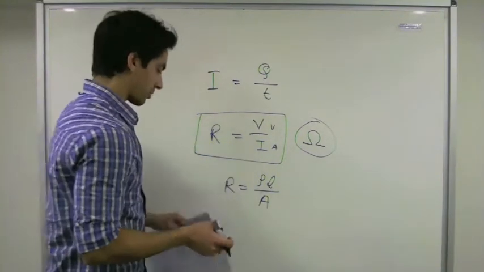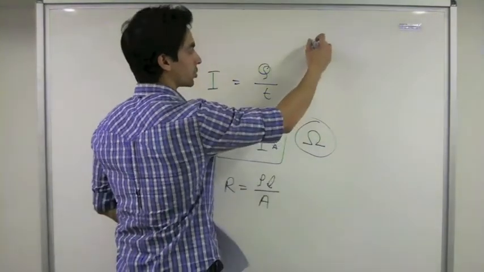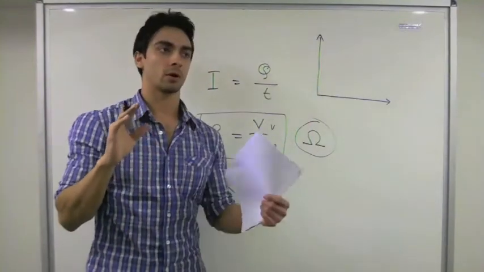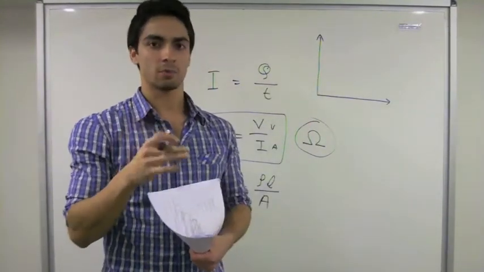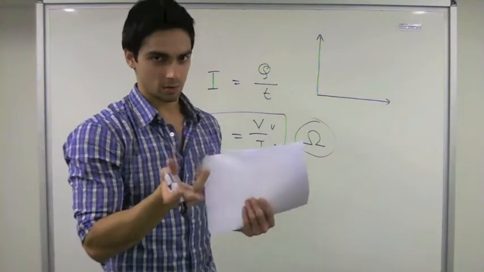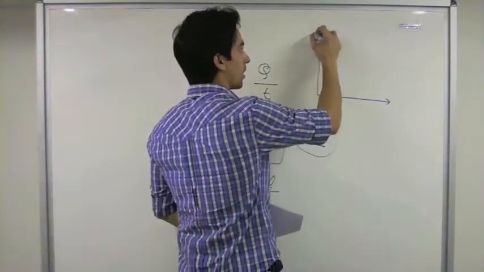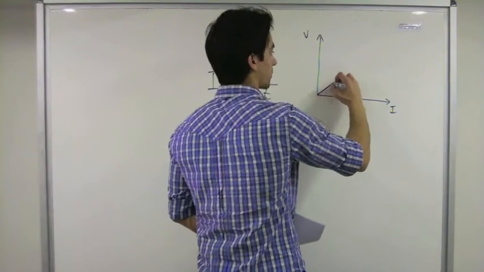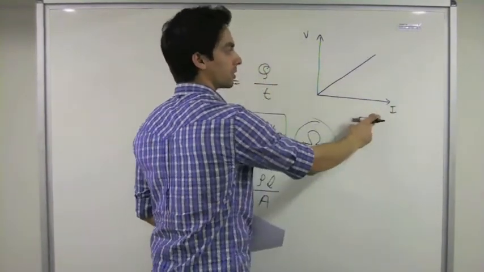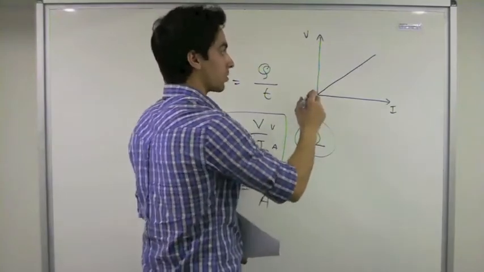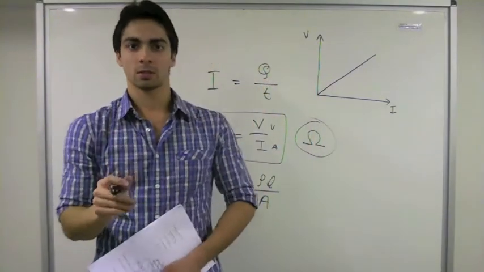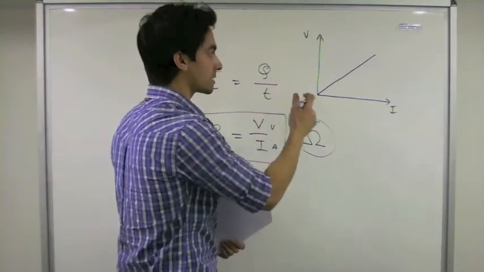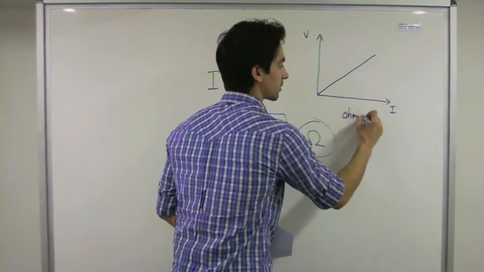State Ohm's law, 5.1.8. So Ohm's law, you should know that Ohm's law states that for fixed physical conditions like temperature, light, etc., the voltage, the potential difference across a resistor is directly proportional to the current flowing across it. Now, not all resistors will follow this, okay? But the resistors or the devices that do follow this are called ohmic devices.